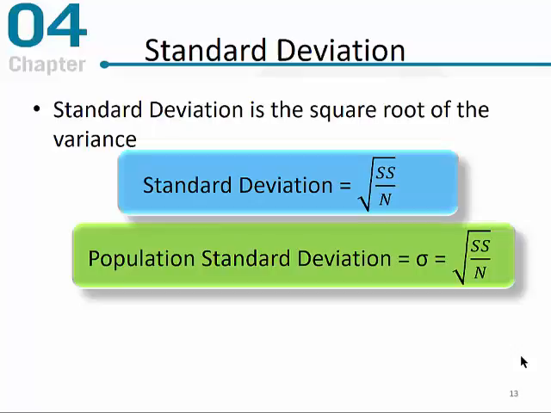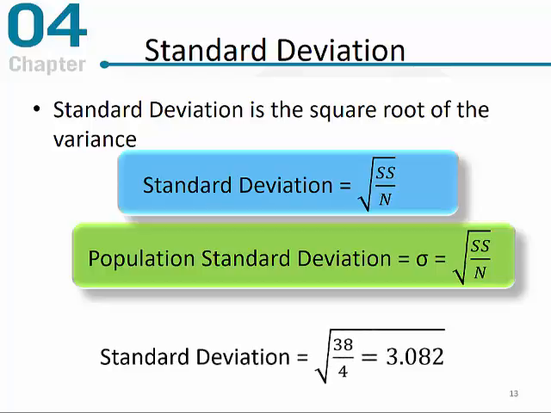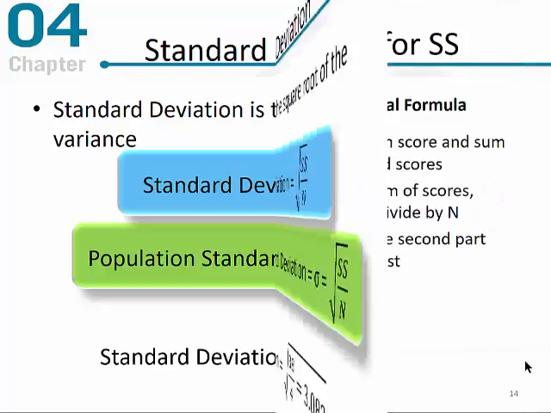Since we squared the values, the variability is now measured in squared units. So in order to get it back into the original units, we just need to take the square root of it. So the standard deviation is just the square root of the variance. And you can see again for population standard deviation, it's just sigma now. And that's the square root of the sum of squares over n. For our previous example, this just means the square root of 38 divided by 4, which is 3.082.